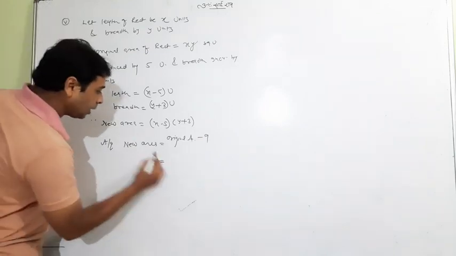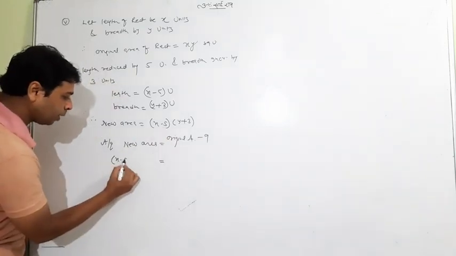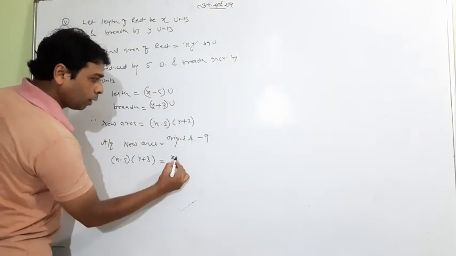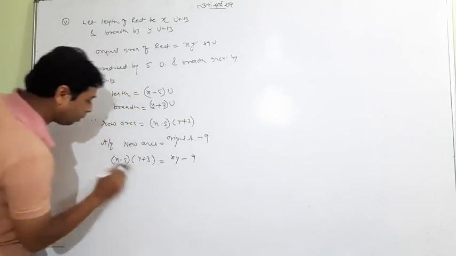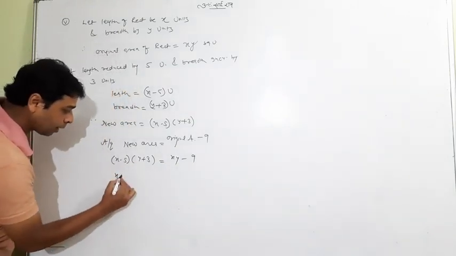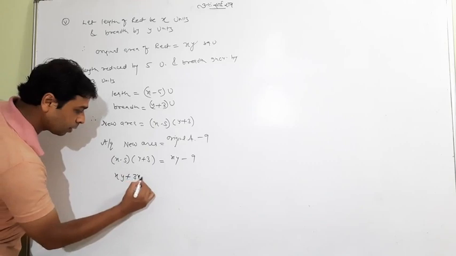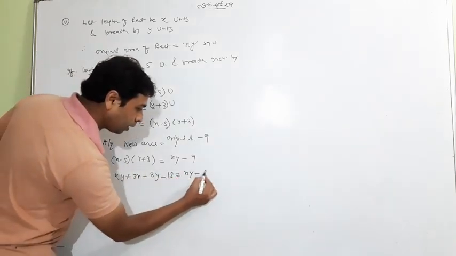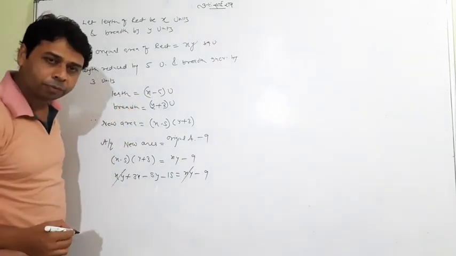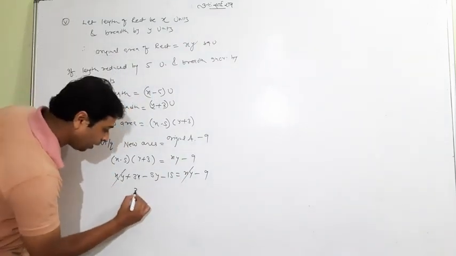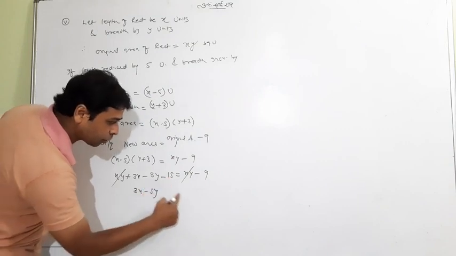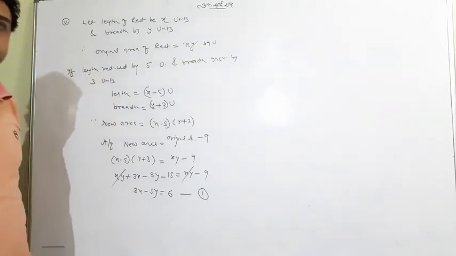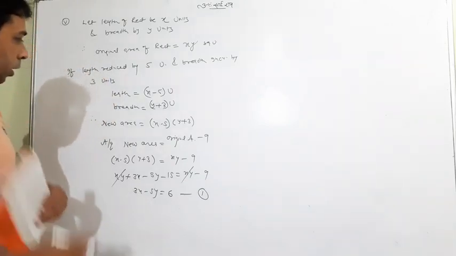And what is the answer now? The new area is x minus 5 into y plus 3. The original area is x into y, minus 9. Now multiply these two: x into y, xy, x into 3, 3x, minus 5 into y, minus 5y, minus 5 into 3, minus 15, is equal to xy minus 9. So xy cancels on both sides. Now what remains here? 3x minus 5y, minus 15, transfer that to the other side: minus 9 plus 15 is equal to 6. This is the first equation.